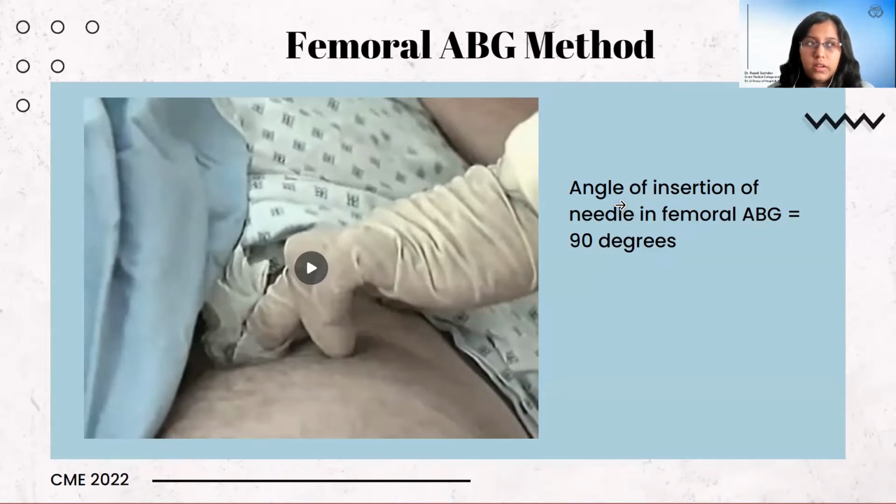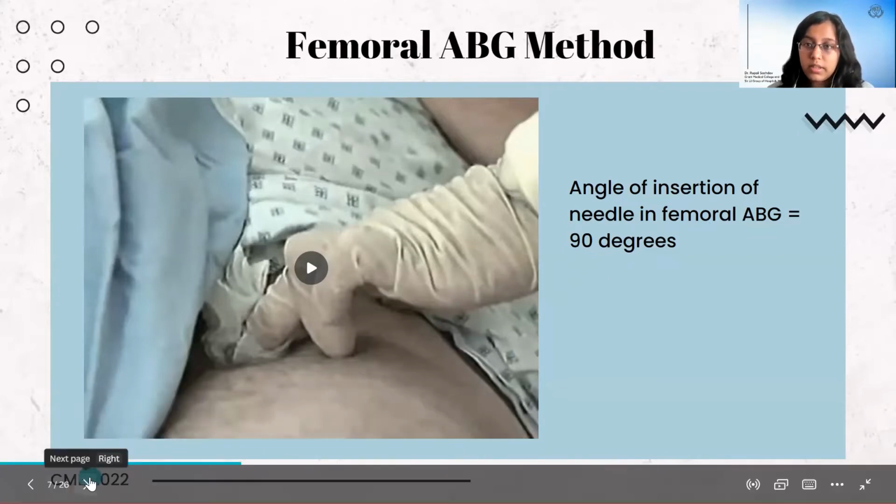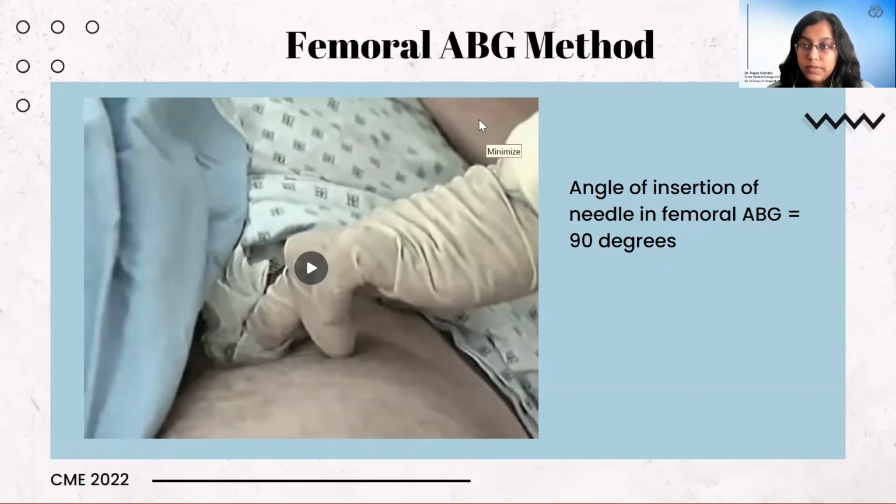Again, for femoral, it is very painful for the patient. So if you have anesthesia, it's better to administer it. Okay, are we clear with the method of how exactly we do the collection?